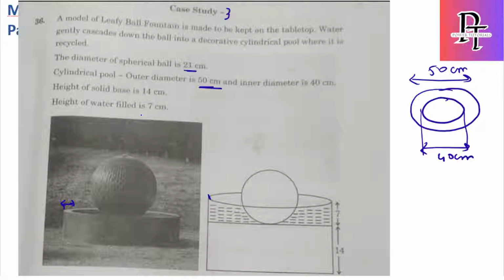Height of the solid base is 14. They have clearly given that the solid base is 14, so we need not think about it. Height of the water filled is 7. This water part is shown like this, but some part is here. So this part is 7. The rest is all solid base. Hope you understood the case study.